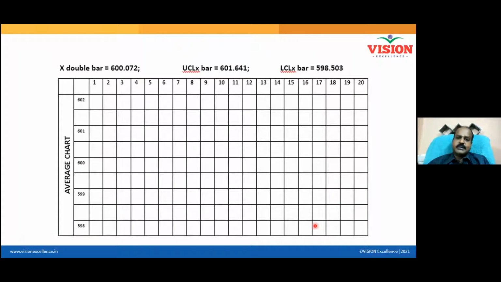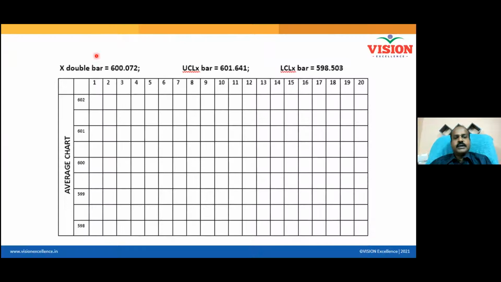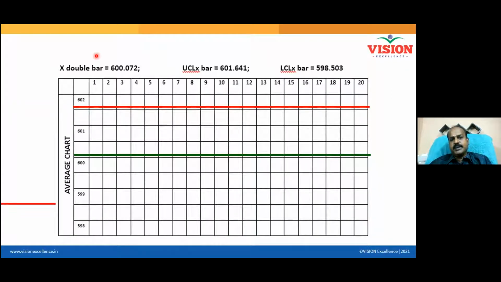Now I proceed with the X bar chart. X double bar is known. How to calculate the upper control limit? X double bar plus A2 into R bar. A2 is 0.577. R bar is 2.72. We already have it here, you see here, this is our R bar. So all the calculations, everything is available. So I draw the center line, the upper control limit, and the lower control limit. So all three are available.